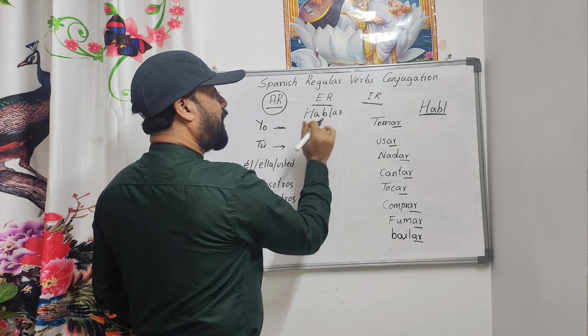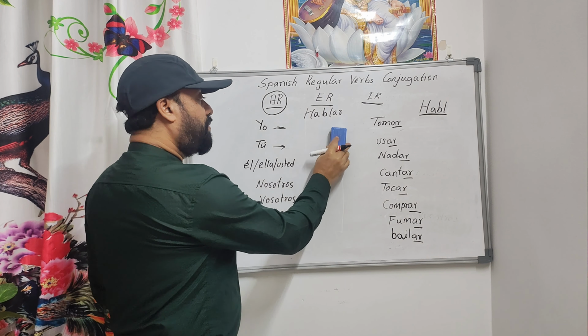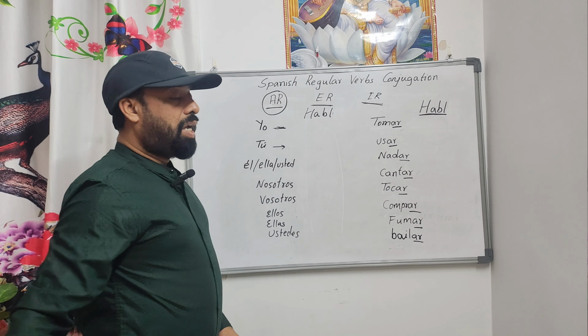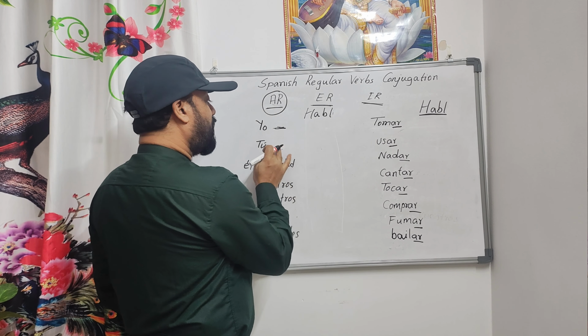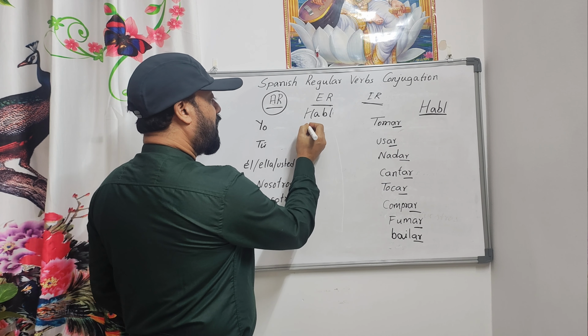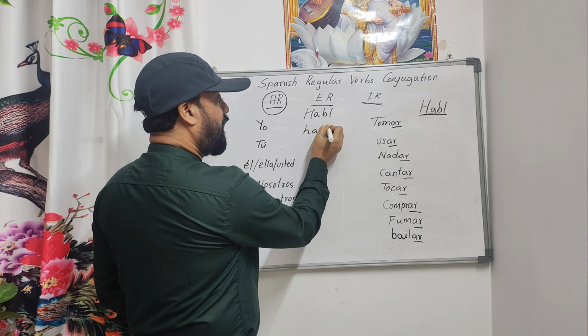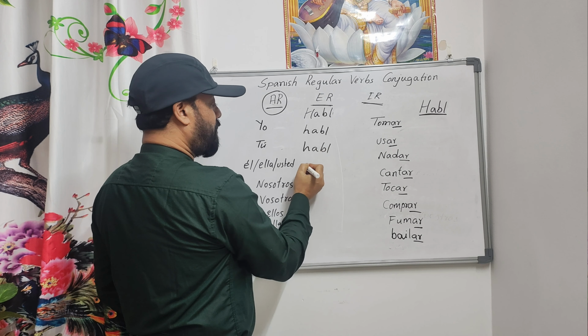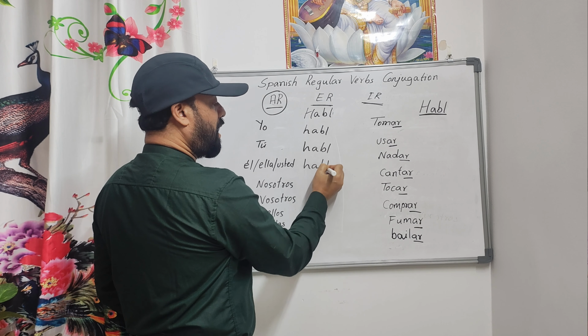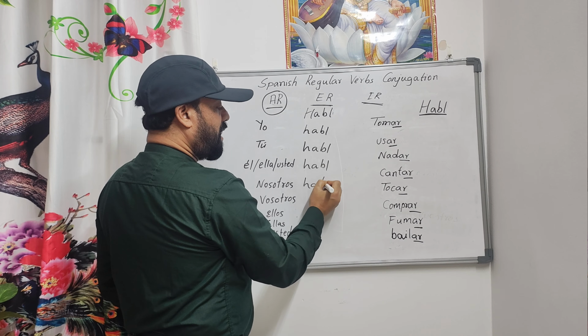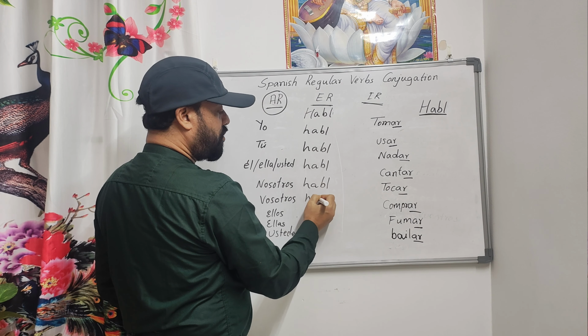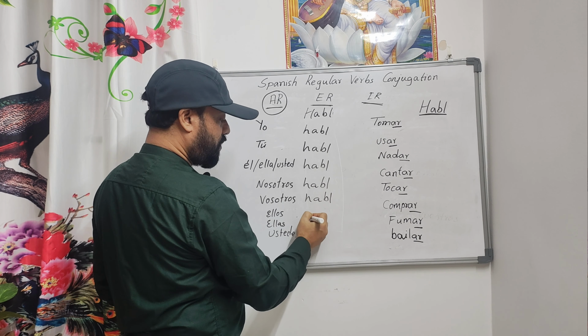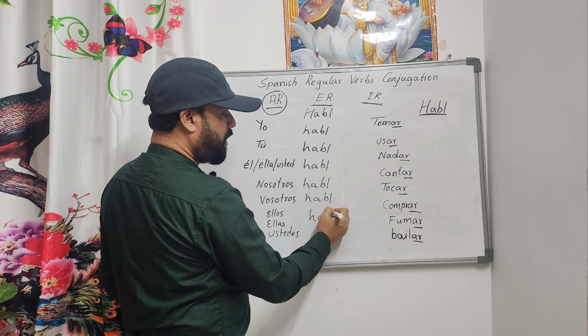HABLAR. I take off the AR. So if I omit the AR, my root word is HABL. So everywhere I'm going to write HABL, this root word. Second HABL, again I'm writing HABL, then HABL, and last also HABL.